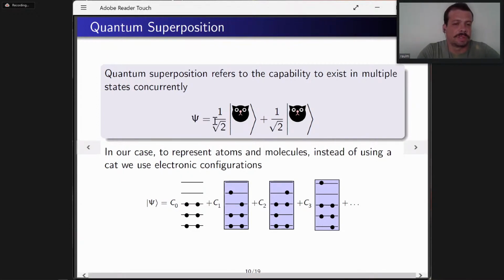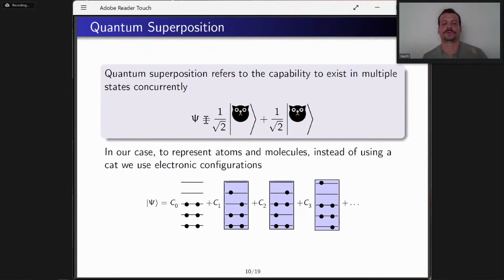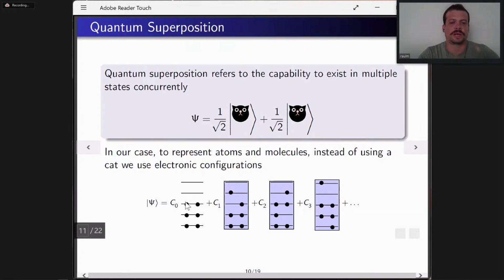We can also see that there is a number multiplying each one of the states. These numbers just refer to how present a given state is in our wave function. But in our case, we want to represent atoms and molecules. So instead of using this cat, we will use the electronic configurations that I already described. In this example, I'm representing a generic wave function. These numbers, which I will call coefficients, are multiplying each one of these configuration states. So when we solve the Schrödinger equation, what we obtain are those coefficients. So we know how to obtain the wave function: by the Schrödinger equation.